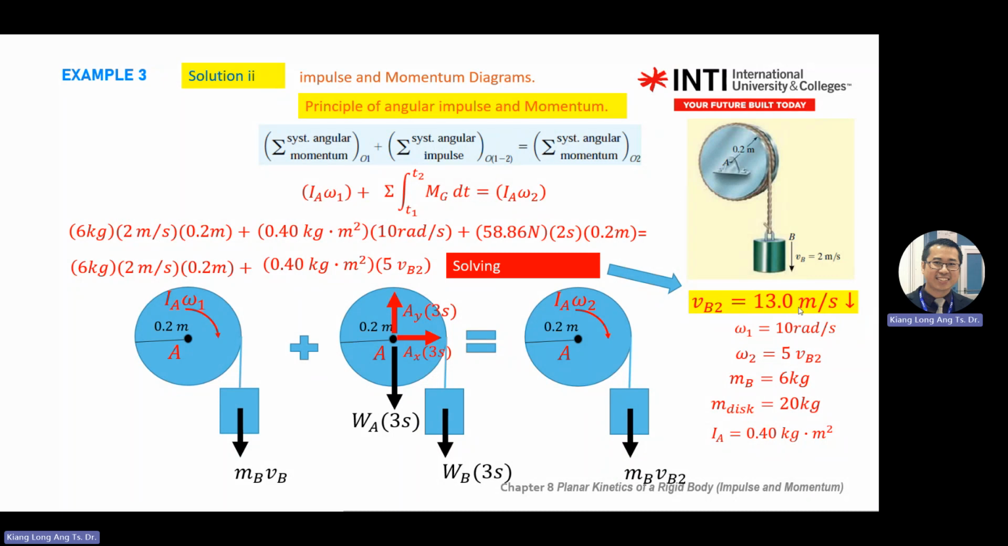Okay, last class we stopped at angular momentum, which is H equal to I omega. Then we use the principle of angular impulse and momentum, which is H1 plus sum of moment times dt equal to H2. Remember I has two components: Ig plus md squared.